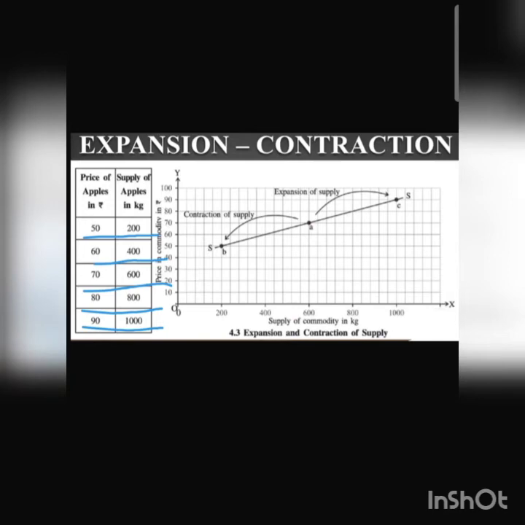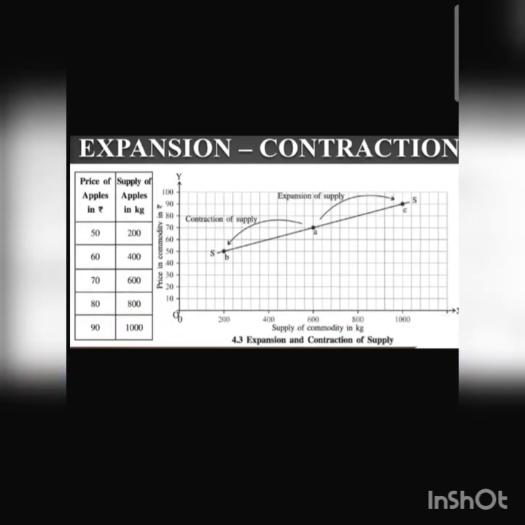So you can see there is a continuous rise in the price, and as there is a rise in the price, there is an increase in the supply of the apple too. Accordingly, you will show this in a diagram, as you can see on your screen. You will mention the supply of the commodity on the x-axis and the price of the commodity on the y-axis, and according to that you will plot the points.